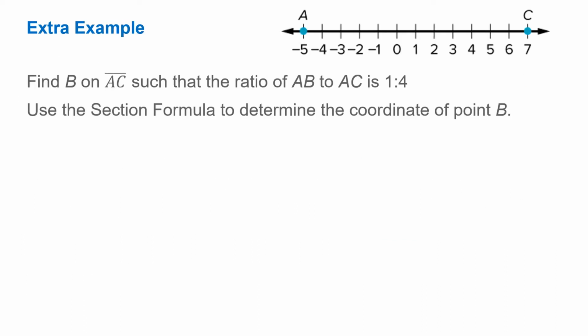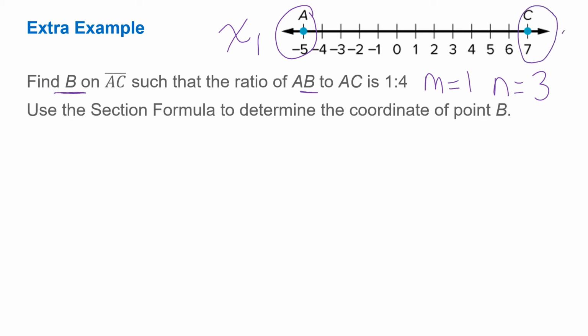Find B on line segment AC such that the ratio of AB to AC is 1 to 4. So here we notice that we're looking for point B and we only see point B in that first segment. So that means this is a part-to-whole relationship. M is 1 and N is 4 minus 1 or 3. X1 is negative 5 because that is the value of point A. X2 is 7 because that is the value of point C.